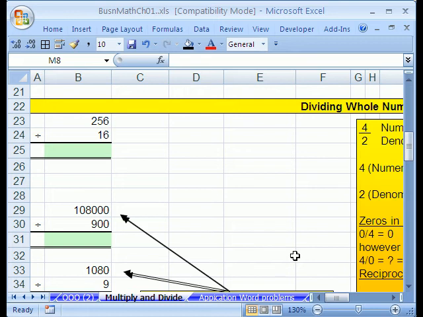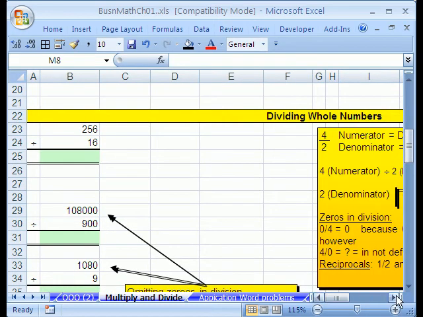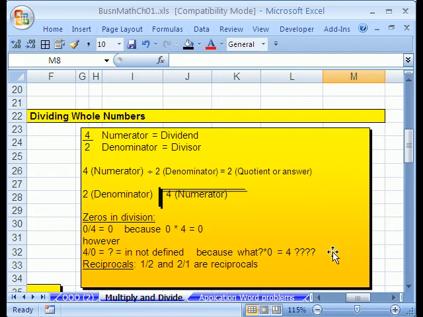All right. Let's go down here and look at division now. We want to divide whole numbers. And actually, let's look at this little thing right here first. 4 divided by 2. Hey, wait a second. That's a fraction, right? Yeah, but a fraction is just division.